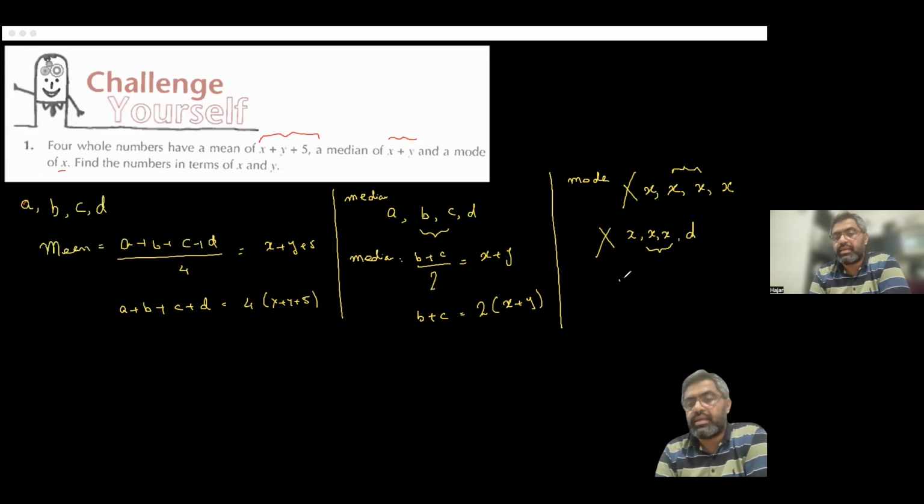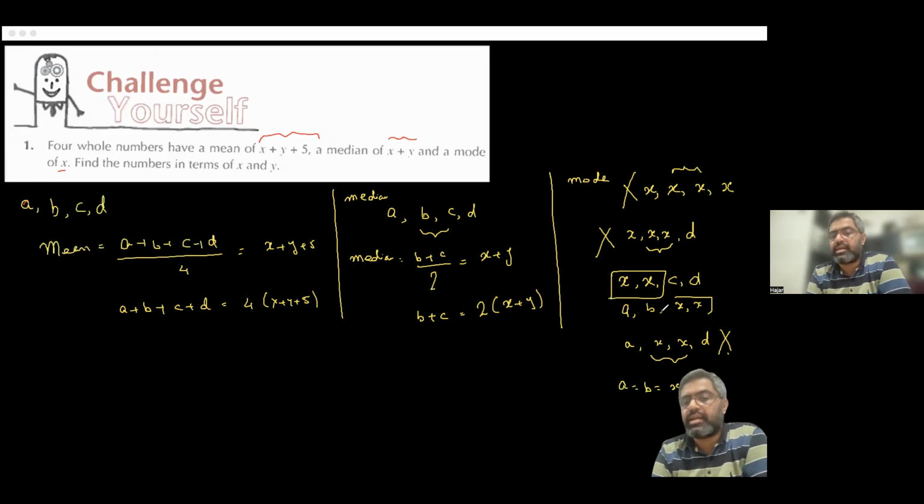So it could be x, x, and then C, D, or it could be A, B, and then x, x, or can it be in the middle? A, and then B is x, C is x, and then D. We see this is not possible because in that case, the median value has to be x. So this is not possible. So we can have the mode value either in the beginning or at the end. Suppose we have this one. In that case, A is equal to B is equal to x.